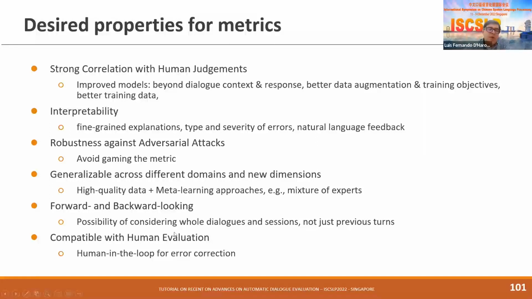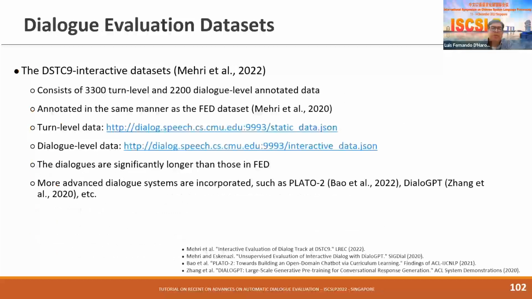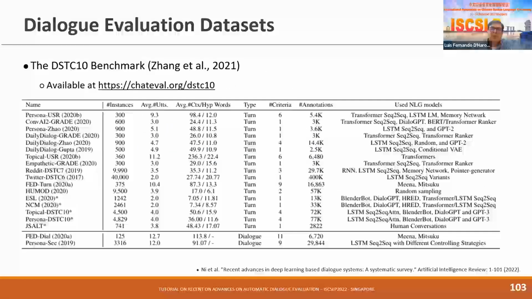And finally, we also want datasets that are compatible with human evaluation, so humans can be in the loop for error correction. If you're interested in more datasets or new datasets, please check these links that we are providing here. We have been working with different researchers to create repositories with datasets so people can use them and check the performance of their metrics.